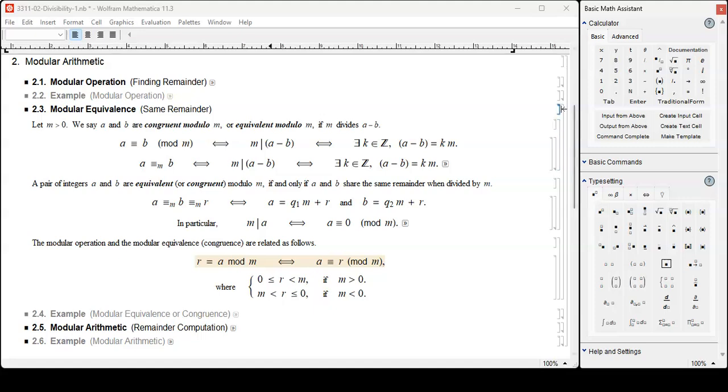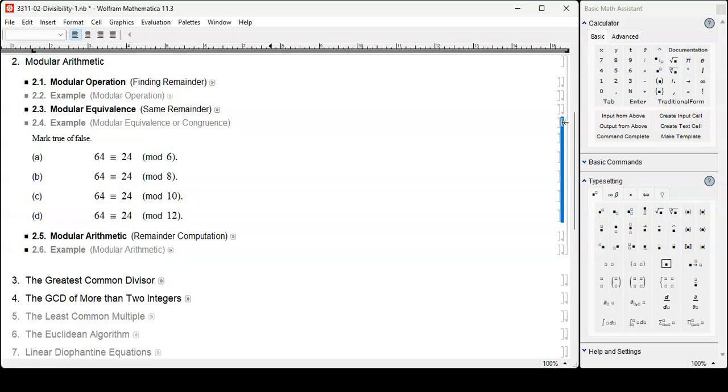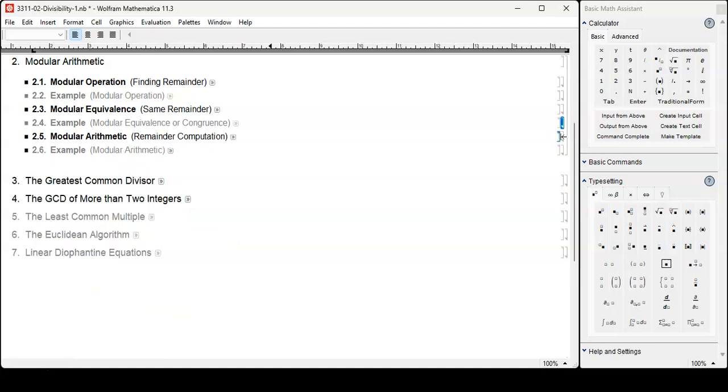Okay, so much for modular equivalences. Do we have any example problems? But oh, come on, this is stupid. I'll just leave it to you. Just divide by 6, divide by 8, divide by 10, divide by 12, and check those remainders.